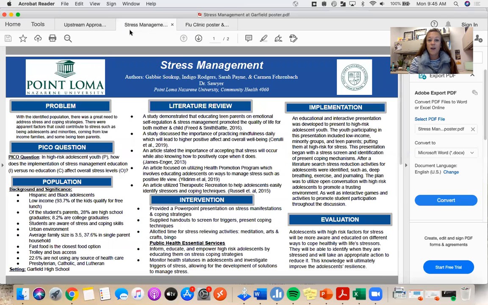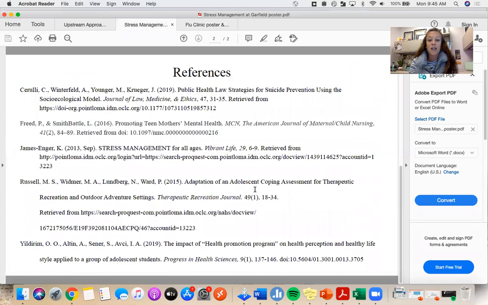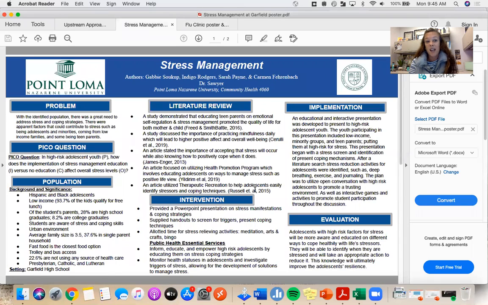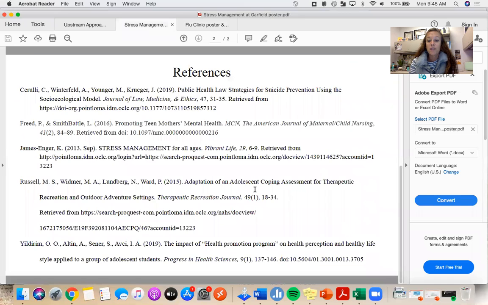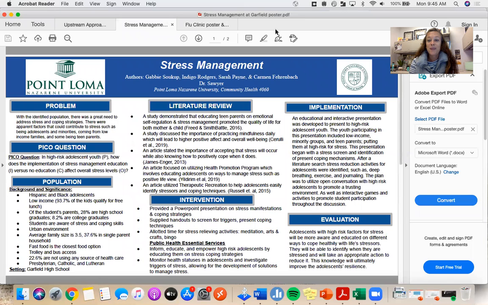Okay, the other example here is a team that was actually at Garfield High School. I know you guys are now there for mental health. It used to be one of my sites in public health. And they did a stress management lecture to a class at Garfield High School. And so this was their poster. Didn't use any graphics. That would have been nice, but at least it's mostly bullet pointed. And there's their references.